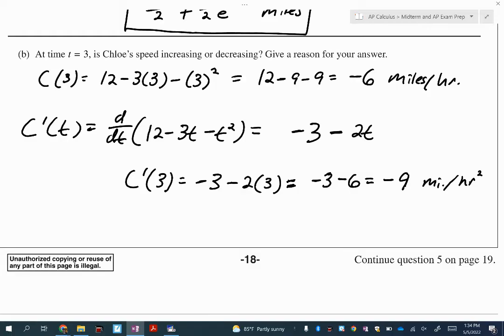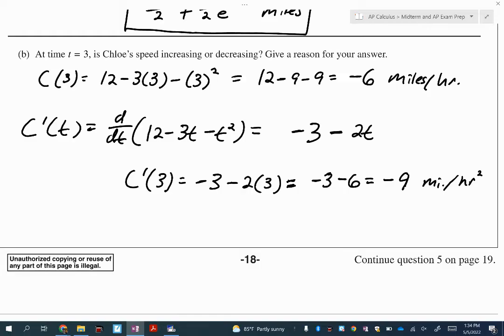Okay, well, let's talk about this moment. So right now we're saying, what is her velocity at 3 hours? -6 miles per hour. What is her acceleration? They're both working together. You see how they're both negative? If they're the same sign, then her speed is increasing. I know, that's the weird part.